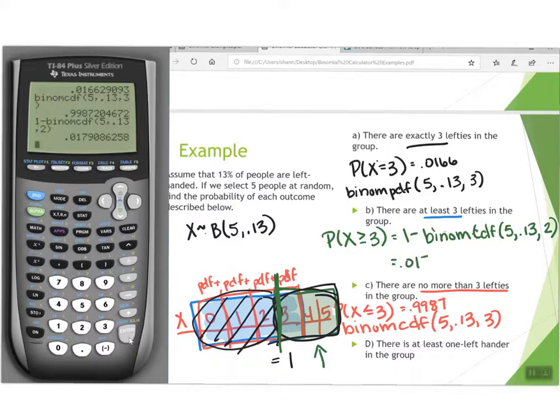Let's try the last one. That there is at least 1 left-hander in the group. So at least 1 left-hander. Again, look at the table. At least 1 means what? Well, earlier we talked about at least 1 meaning 1 minus none. If you look at this table, you can see why that's 1 minus none. At least 1 means I have 1, 2, 3, 4, or 5. Anything that's 1 or greater. Who do I not include in that? Well, I'm not including the 0 case.